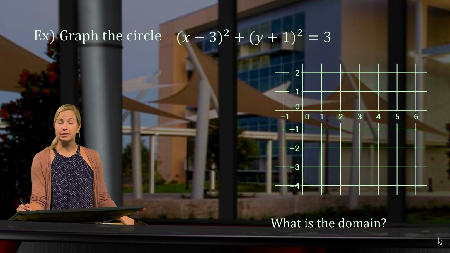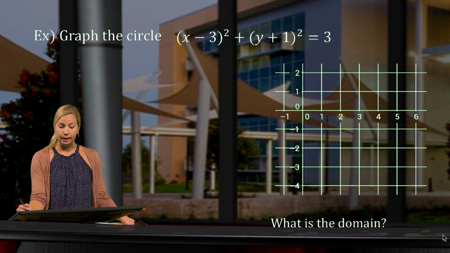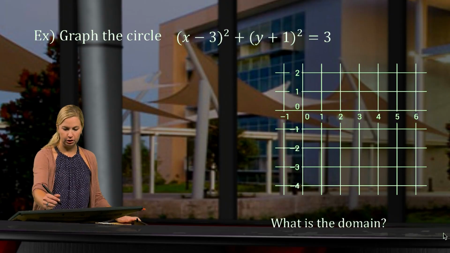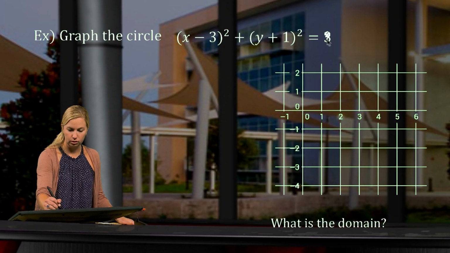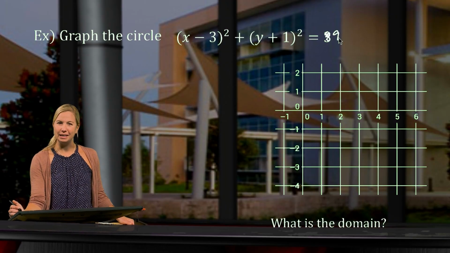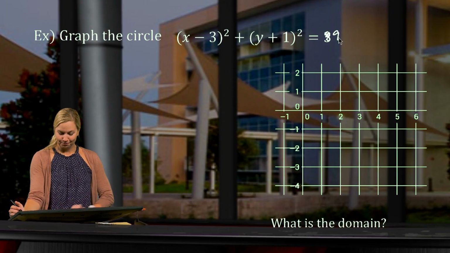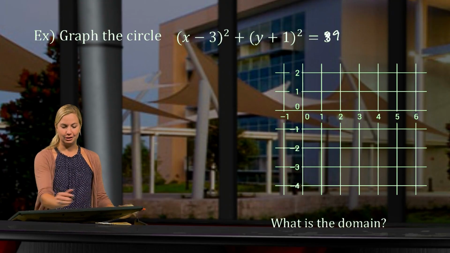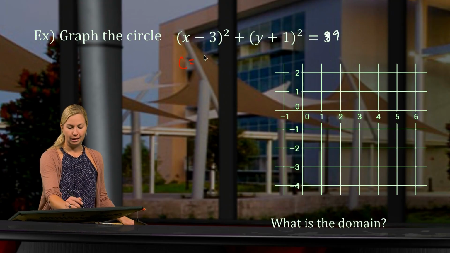Now let's try graphing a circle in standard form. (x - 3)^2 + (y + 1)^2 = 3. I'm going to change this to 9. It's going to make things a little bit easier for ourselves. First, let's identify where our center is. Our center is going to be at (3, -1).